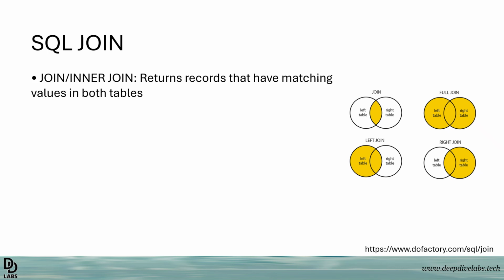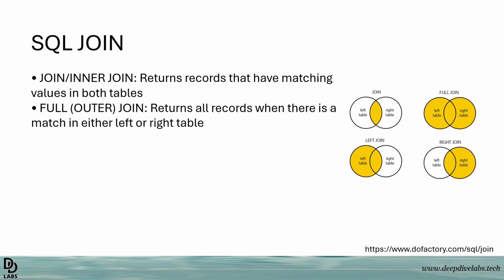The first kind of join is called the inner join, and this is the most common. When we say join, it normally refers to the inner join. An inner join returns records that have matching values in both tables, right? Joins are often represented using Venn diagrams. There is a left table and a right table. An inner join always gives us the rows which are intersecting, which are in both the left and the right table. Whereas an outer join or a full join returns all records when there is a match in either the right or the left table.